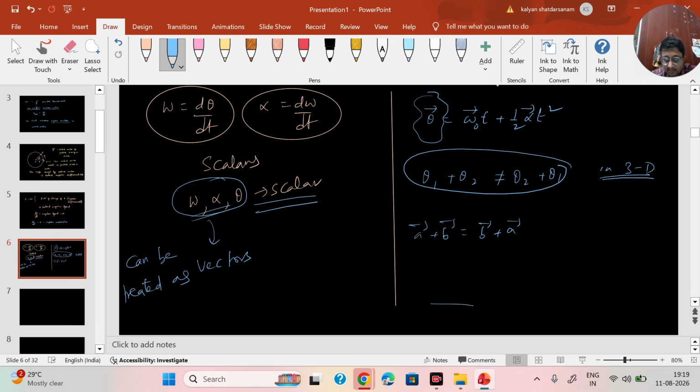For example, you went 3 meters east, 4 meters north. Suppose you reverse these displacements. You went 4 meters north and then 3 meters east. In both cases, the displacement is going to be the same, right? 5 meters from initial to final. Whichever way you go, you can reverse the order of adding these vector quantities. But surprisingly, for theta, it doesn't follow this rule. Theta 1 plus theta 2 is not equal to theta 2 plus theta 1.